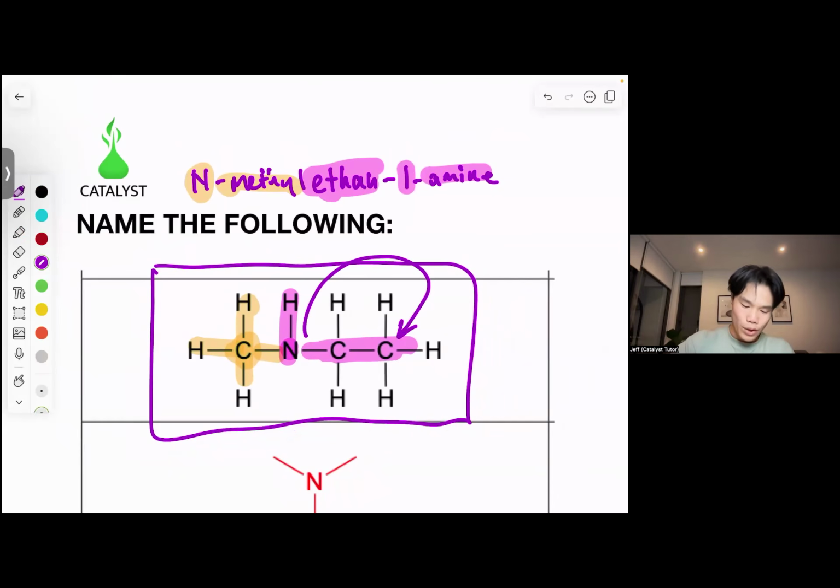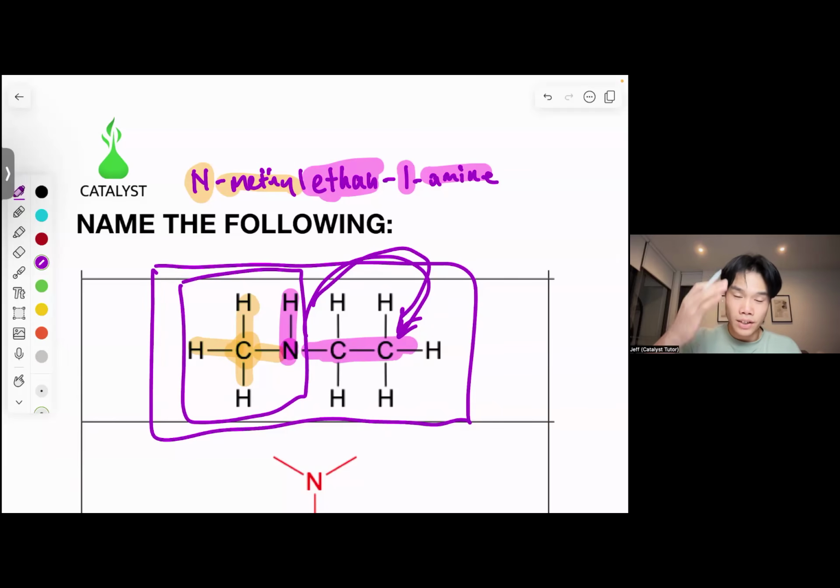Oh, as in the whole thing. Sorry, kind of confused you. This whole unit, say it flipped onto this carbon. Would it be any different in how we name it? No, no difference. It'd be exactly the same.